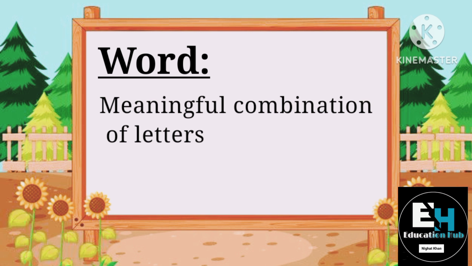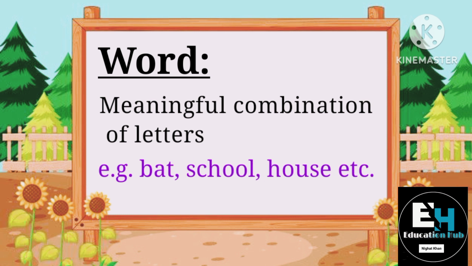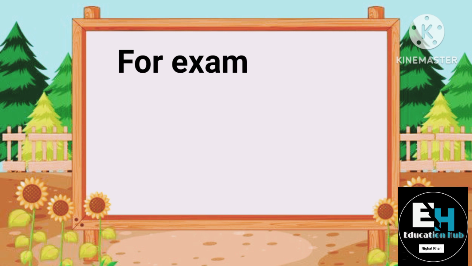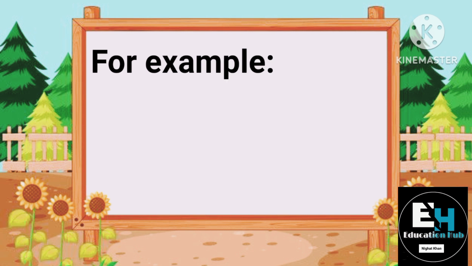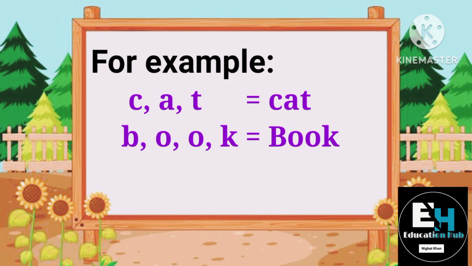It means that when we combine 2 to 3 letters it becomes a word and it has a meaning, like BAT, bat, SCHOOL, school. These are examples of words. Here are a few more examples of words, like CAT, cat. These are 3 letters. When we combine these 3 letters it becomes cat, which is a meaningful word.